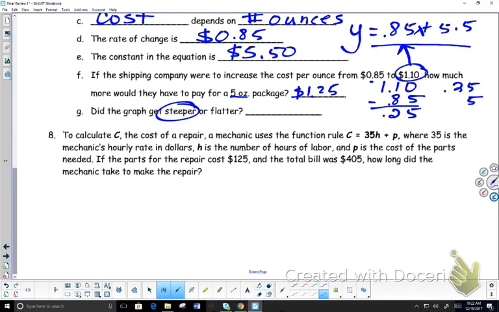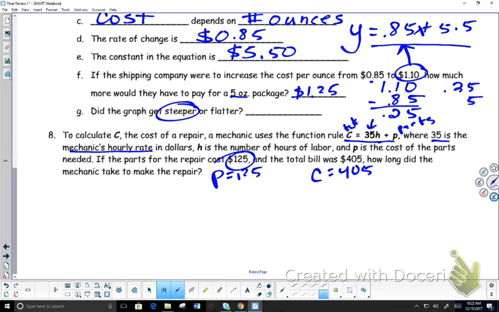Last one on this page. To calculate C, the cost for repair, a mechanic uses the function, where 35 is the mechanic's hourly rate. Okay, so that means there's your 35 right there. H is the number of hours, so here's his hours. P is the cost of the parts, so this is parts. And if the parts for the repair cost $125, so that means P equals 125, and the total bill, well, this is the total bill right here, so C equals 405.